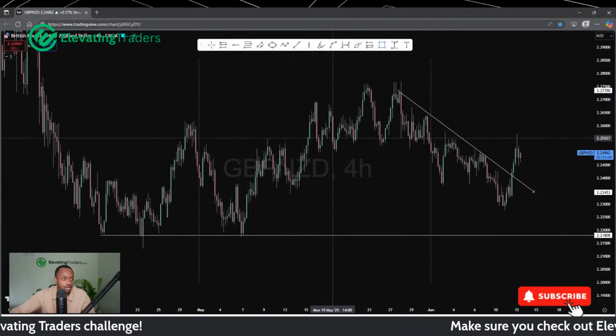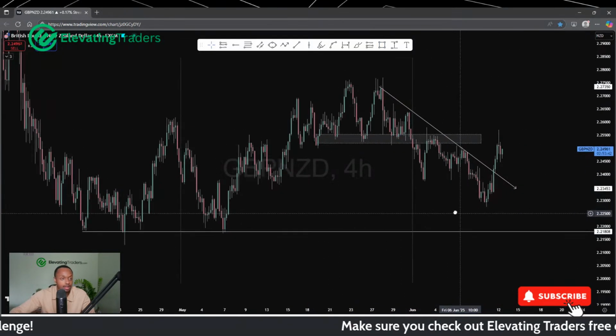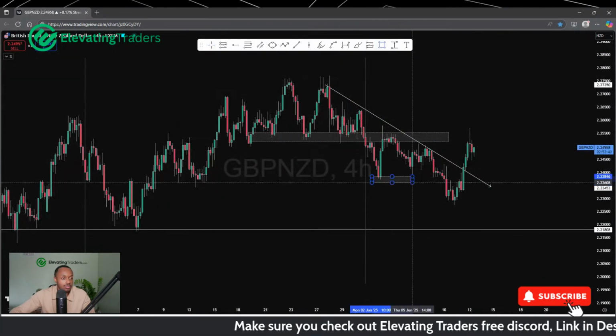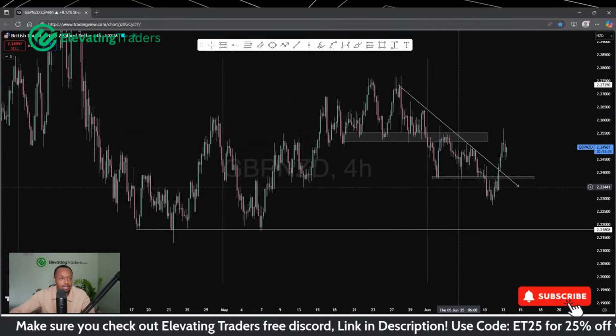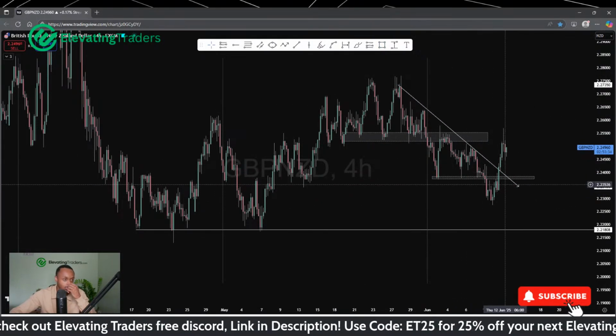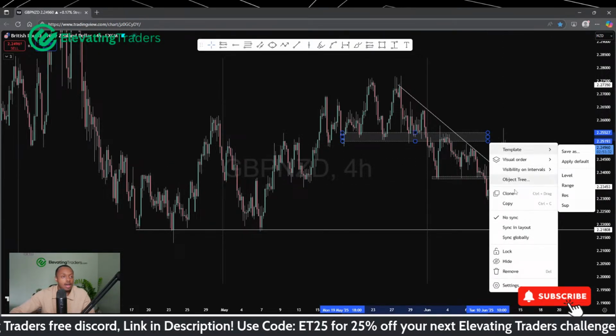We had a solid breaking test over there. We gave some more downside. I talked about a breaking test over here. We saw a slight rejection, but not enough to really see any continuation. And now price is, of course, breaking above the trend line. So what next for pound NZD?